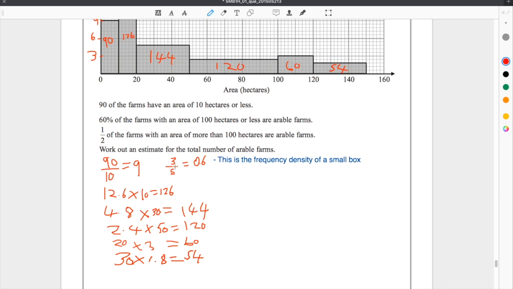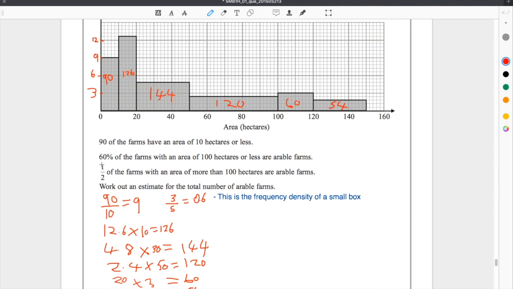And we haven't even read the question yet, and we know that we've pretty much worked out what we need to know. We're told to work out an estimate for the total number of arable farms. Okay, so 60% of the farms with an area of 100 hectares or less, so that's less than this point here, are arable farms.